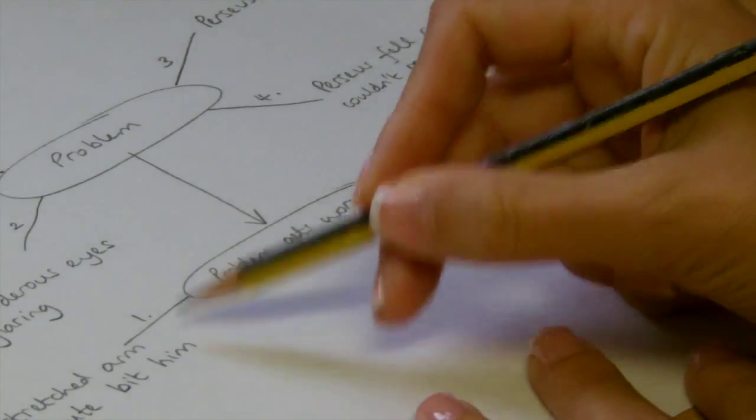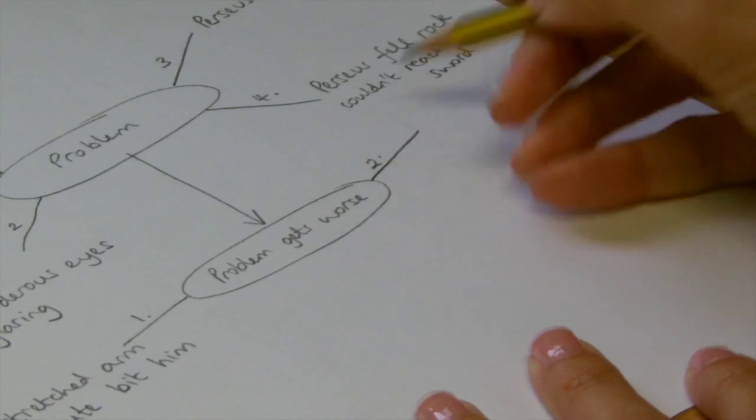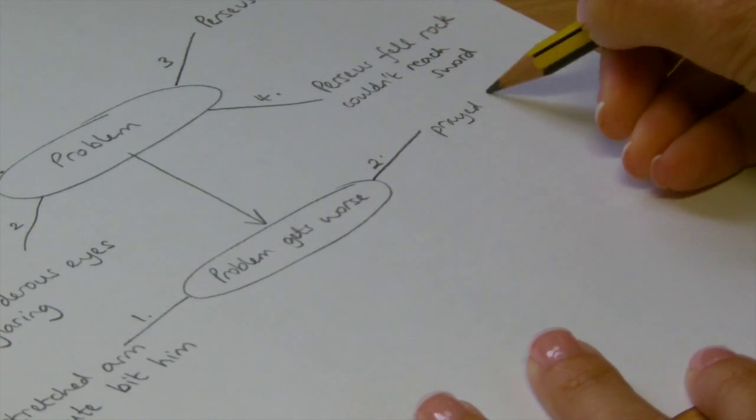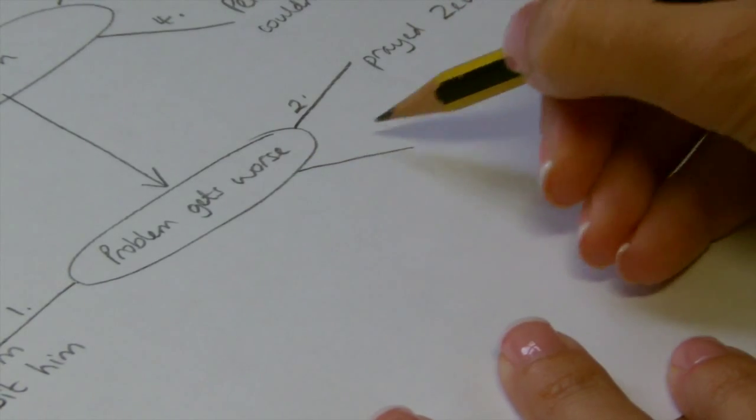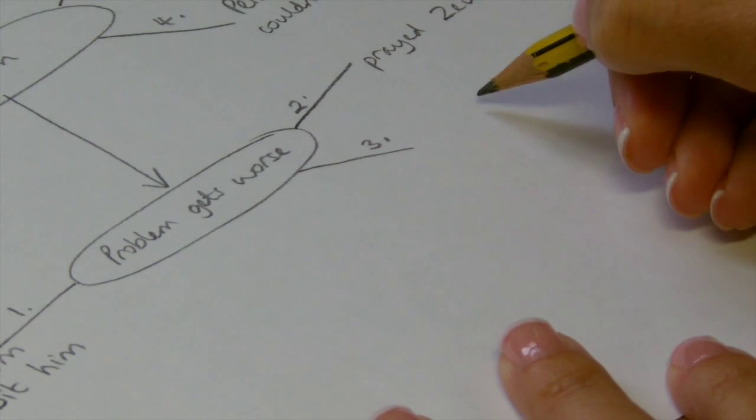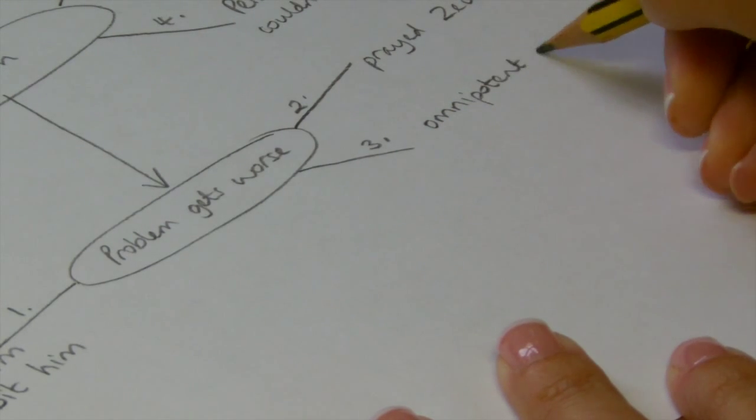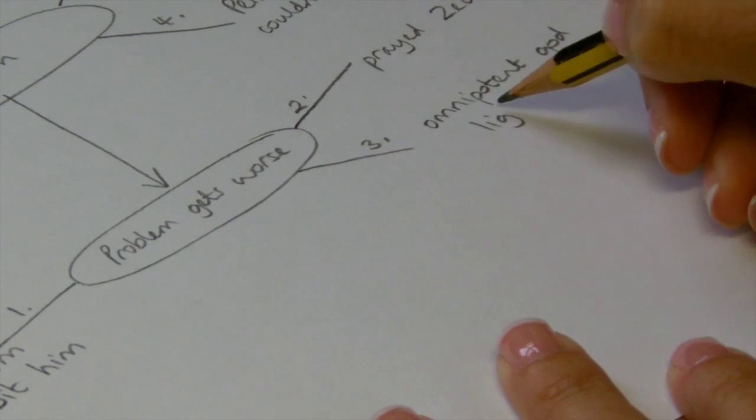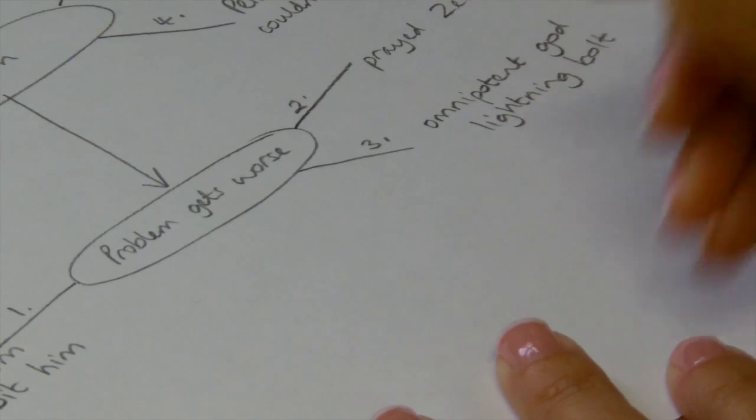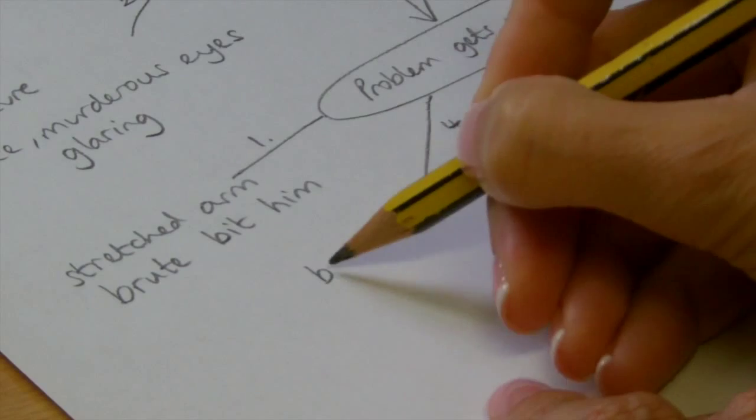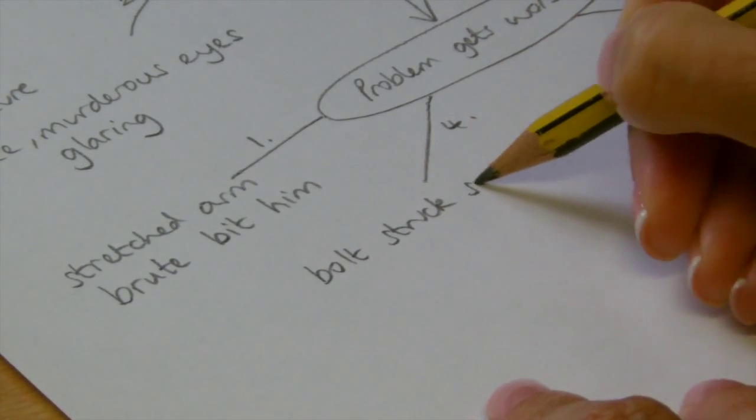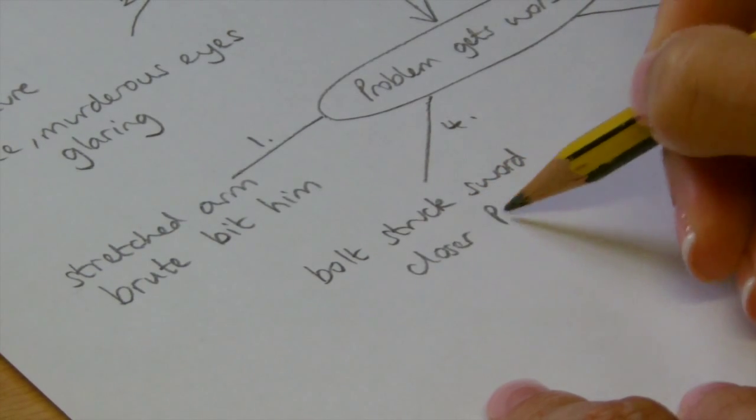Sentence 2 is a reaction to sentence 1. So in sentence 2, Perseus prayed to Zeus. Sentence 3 is a consequence of sentence 2. Sentence 3, Zeus sent a lightning bolt. I've already said Zeus, so I'll call him by another term, the omnipotent god, sent a lightning bolt. Again, sentence 4 follows on from the previous sentence. So sentence 4, the bolt struck the sword, moving it closer to Perseus. The next paragraph is the resolution.